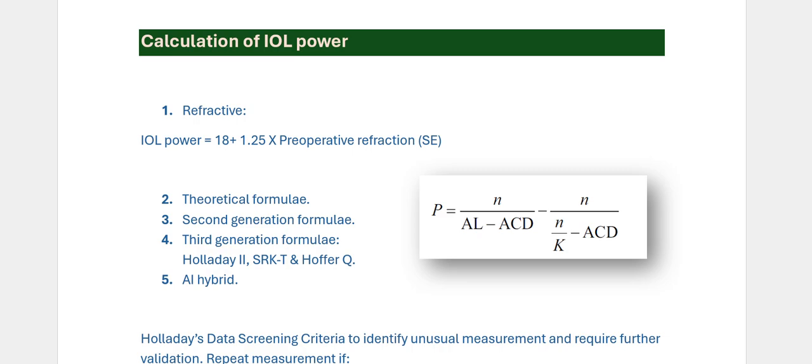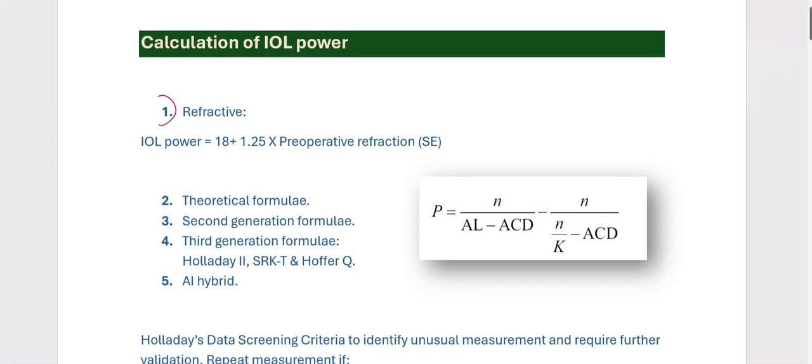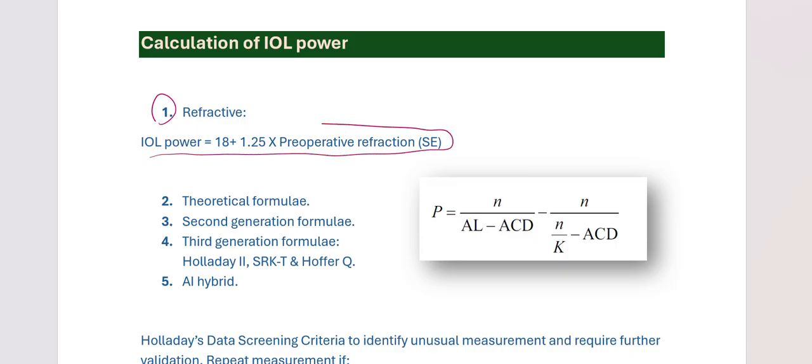There were many traditional ways of calculating the IOL power. Number one was the refractive method, just to obtain preoperative refraction and substitute it in this formula. IOL power equals 18 plus 1.25 times the preoperative refraction in spherical equivalent. So, for example, if a patient has 4 diopters spherical equivalent, times 1.25, this is 5, plus 18, so the IOL should be plus 23.